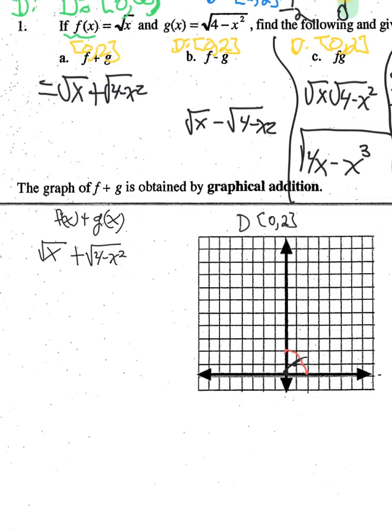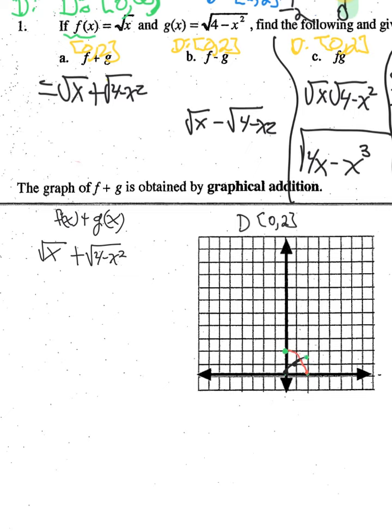So adding them together means that I'm taking my y value for root x, which is 0, and my y value for root 4 minus x squared, which is 2, and I add 0 plus 2, and I get 2. Let's go to the endpoint. When x is 2, f at x is 0, and g at x is root 2.